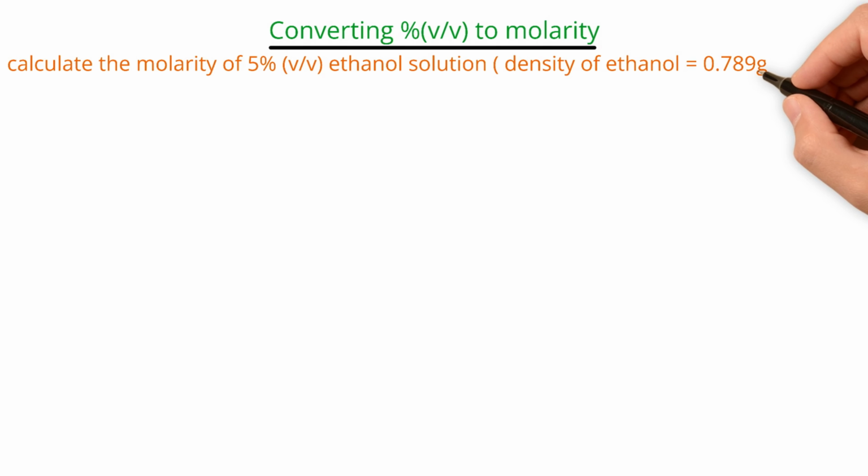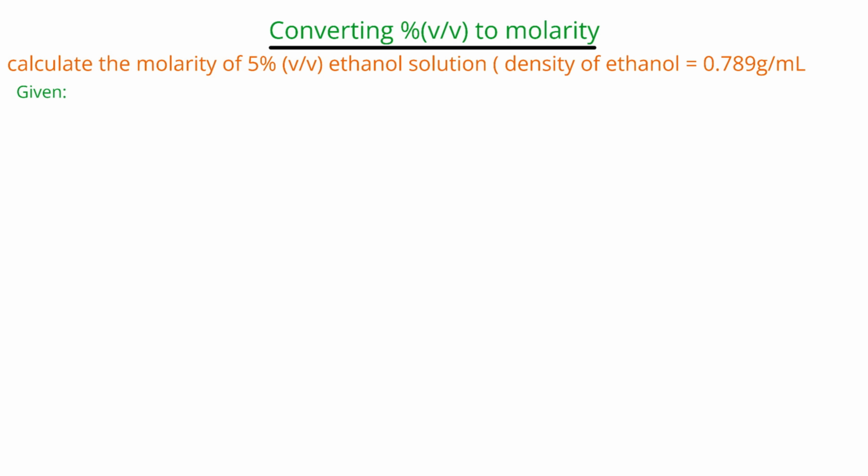Converting percent by volume to molarity. For example, calculate the molarity of a 5% by volume ethanol solution, and the density of ethanol here is 0.789 gram per milliliter.